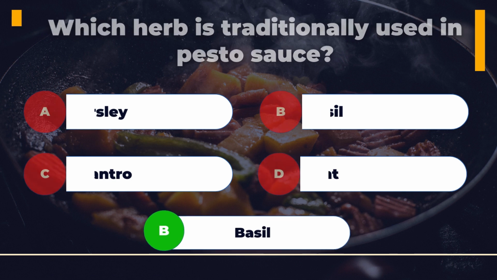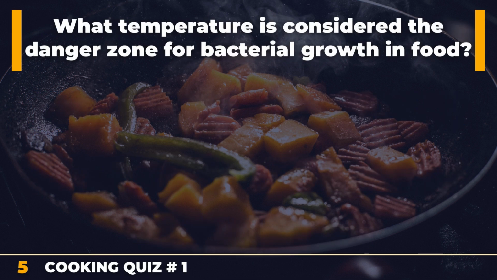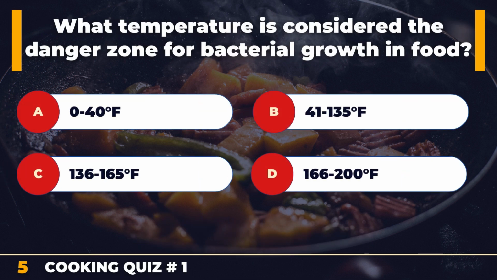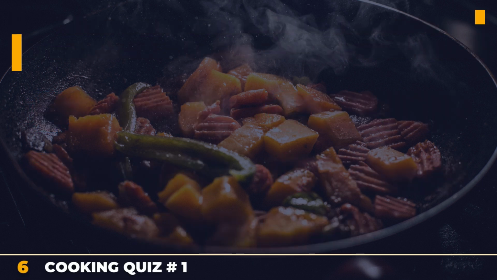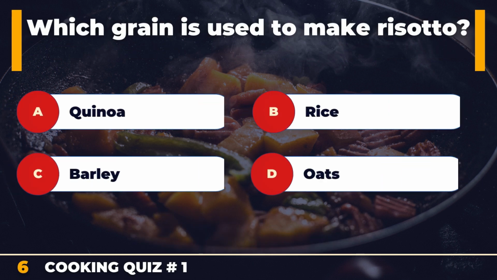Option B, basil. What temperature is considered the danger zone for bacterial growth in food? 41 to 135 Fahrenheit. Which grain is used to make risotto?